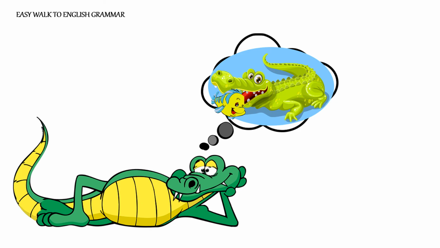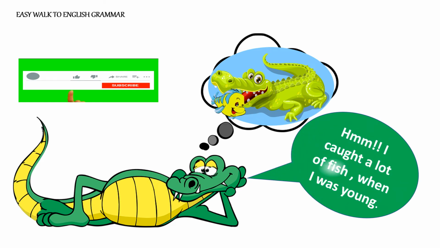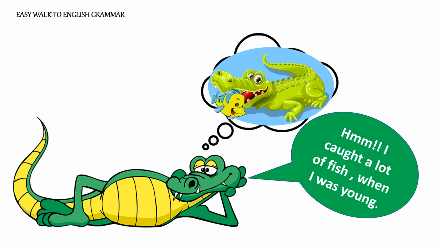Who is here? I think an old crocodile. He is thinking something. Let's check. Oh, he's thinking, I caught a lot of fish when I was young. Oh, that was his thought. He caught a lot of fish when he was young. He's thinking of that glorious past.